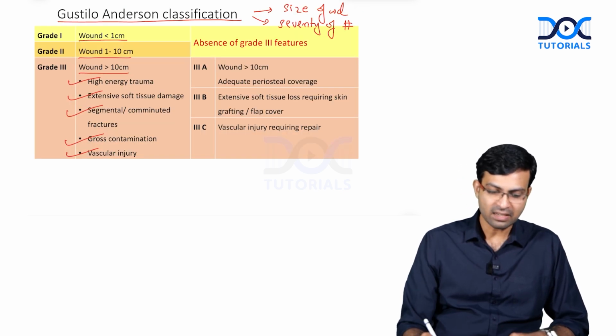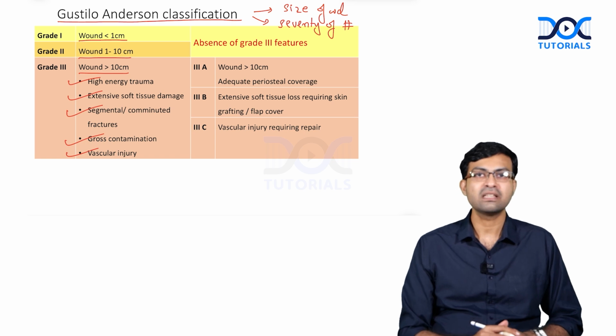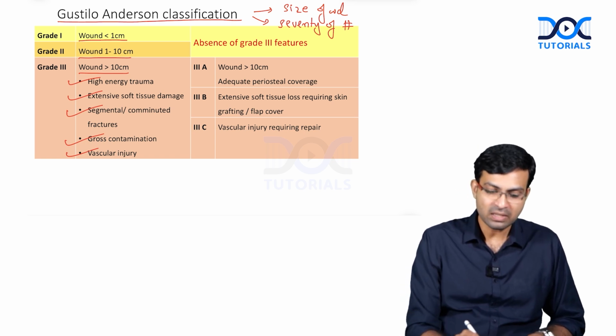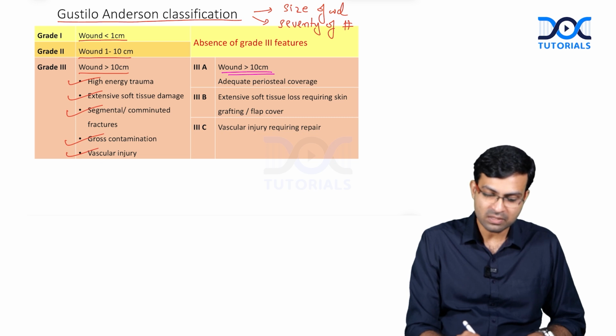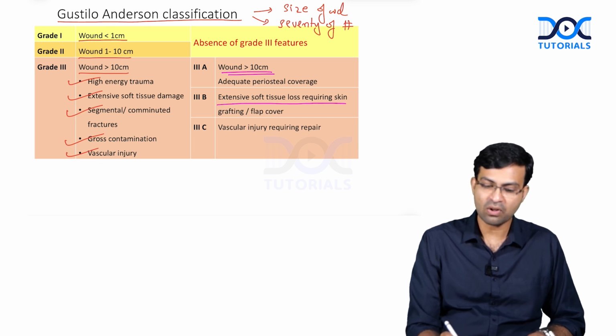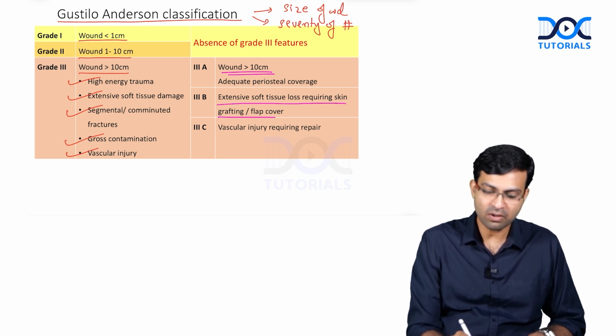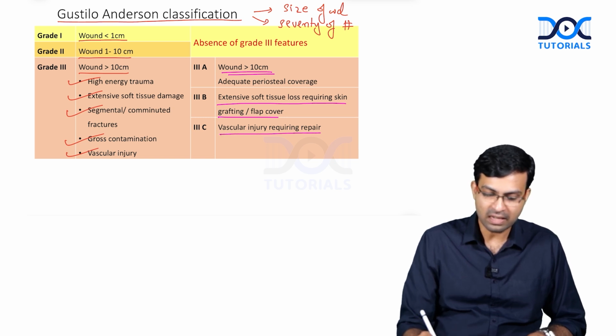Now, the grade 3 fractures are further classified into 3 types, A, B and C. Type 3A is a simple wound more than 10 cm. Type 3B is where there is extensive soft tissue loss requiring skin grafting or flap cover. Type 3C is vascular injury requiring repair.